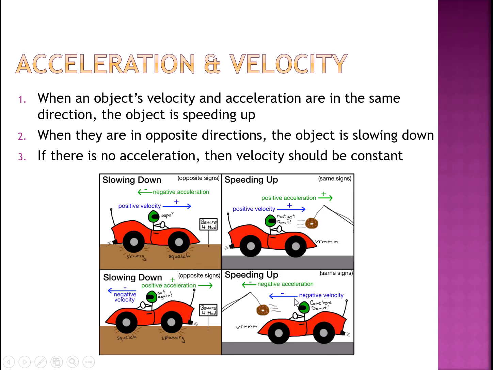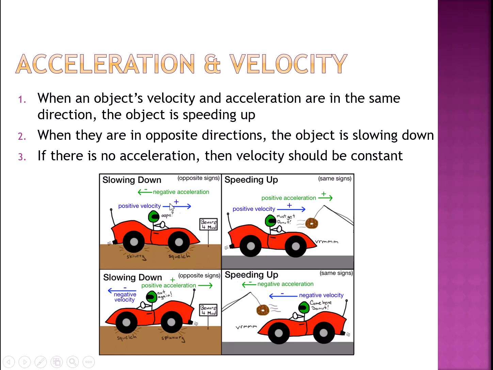Same thing with the one below it. Your velocity is going to the left. Got to get that donut. The negative acceleration, that means your acceleration is negative, meaning left. Even though it's a negative acceleration, you're not slowing down because they're pointing in the same direction. They're working with each other. So you're moving in a direction that you're also accelerating in that same direction. You're going to get faster and faster and faster just in a leftward motion.